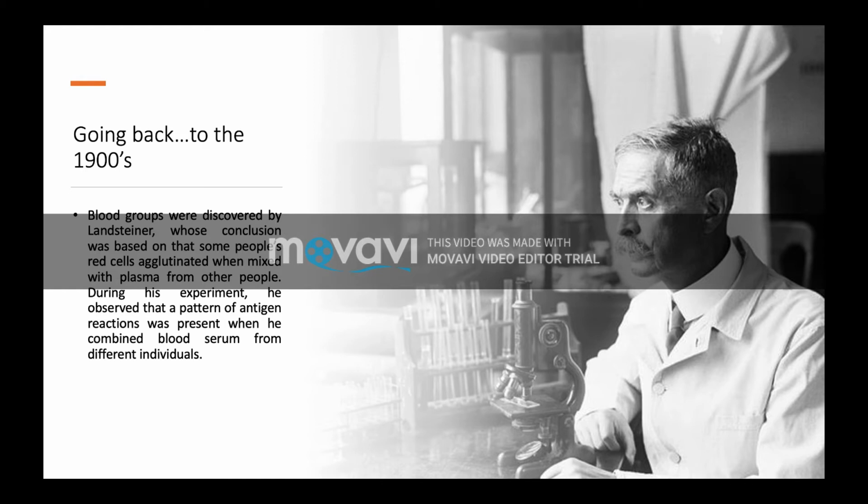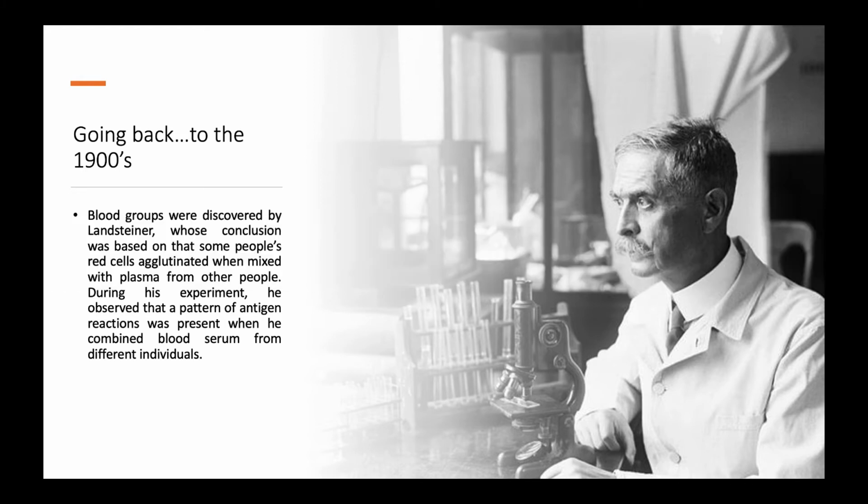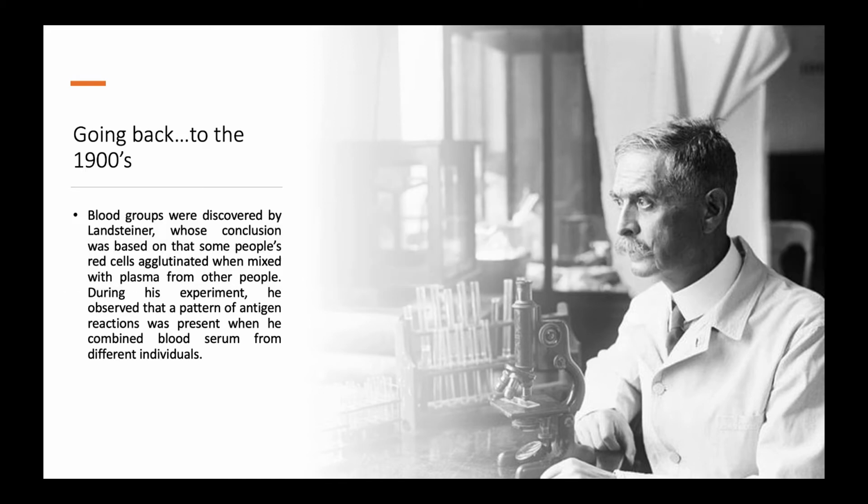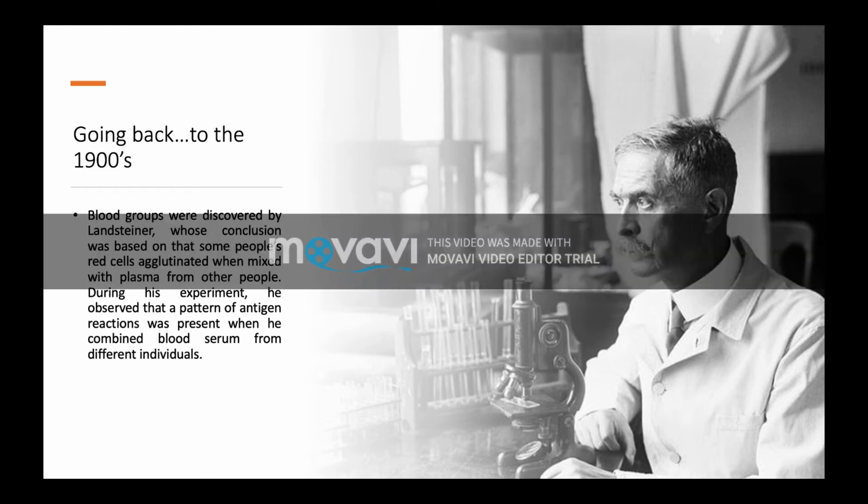During his experiment, he observed that a pattern of antigen reactions was present when he combined blood serum from different individuals. Another observation that he made was that antigens on the outside of the blood cells differ between people. In other words, if blood from what he called the A group were introduced into a host of the opposite group, the host body could trigger an immunological response and perhaps cause shock or death of the host.